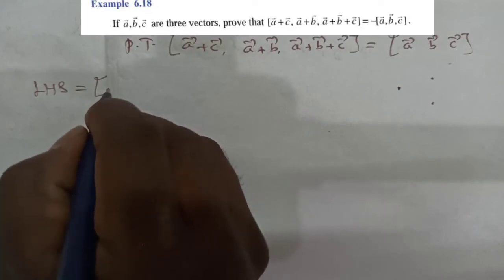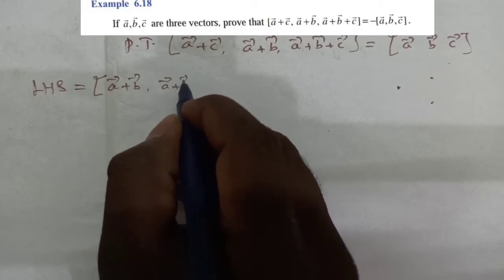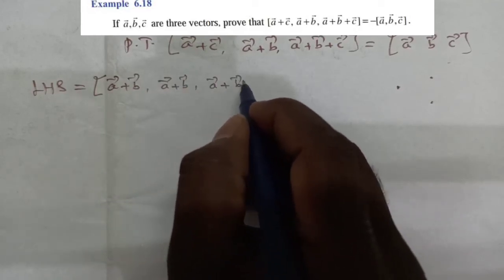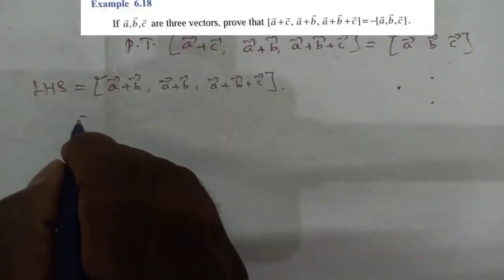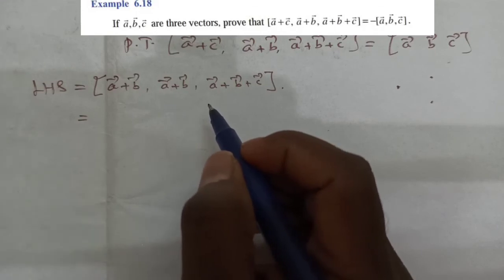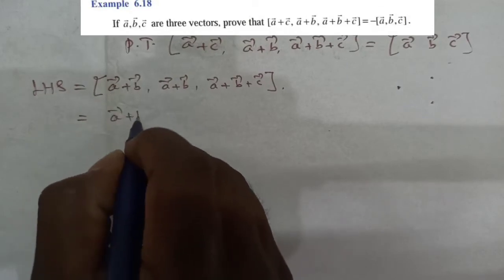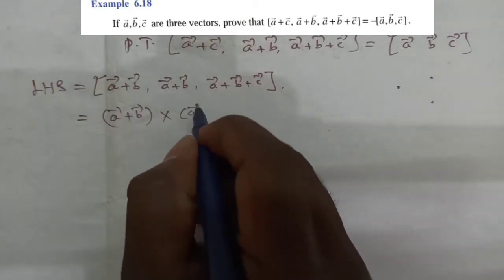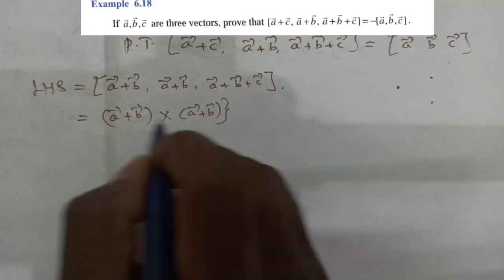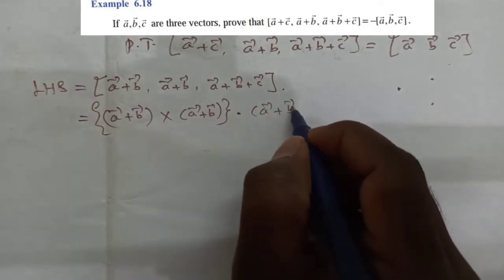So to prove this, first let me take the LHS, the left hand side. The value is the box product of A vector plus B vector, A vector plus B vector, A vector plus B vector plus C vector. So this is a scalar triple product. Already, like in the previous problem, we can take in one cross product, A vector plus B vector cross A vector plus B vector, and the last one dot A vector plus B vector plus C vector.